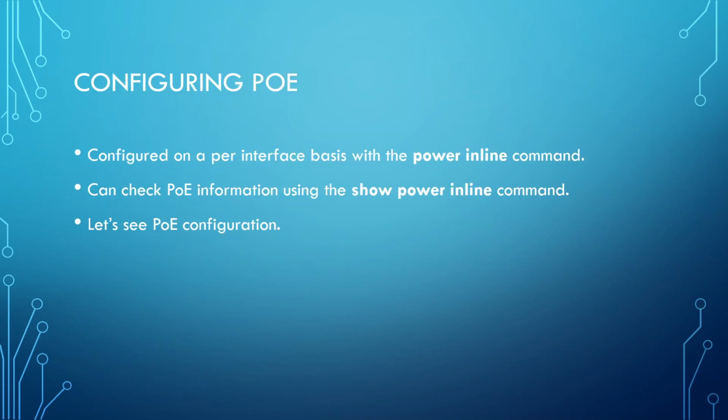Now let's talk about configuring power over Ethernet. It's relatively simple. We can configure on a per interface basis with the power inline command. We can configure on a global basis by changing the power consumption. I'll talk about that in a second. And we can check PoE information by using the show power inline command. So now I'm going to pause the video. The next time you see my screen, I will be on the console line of a Cisco switch.